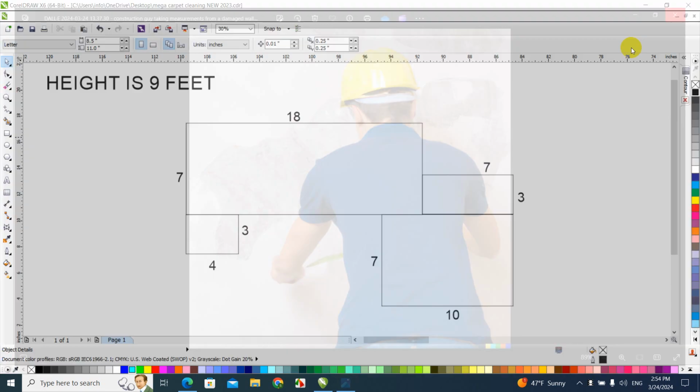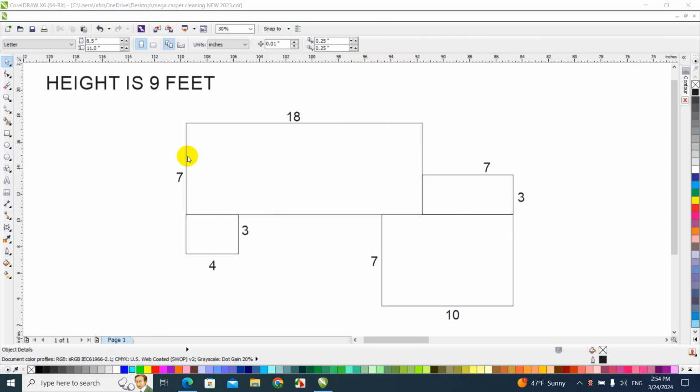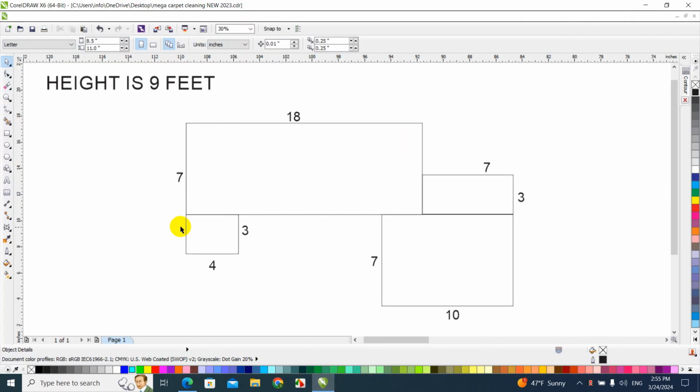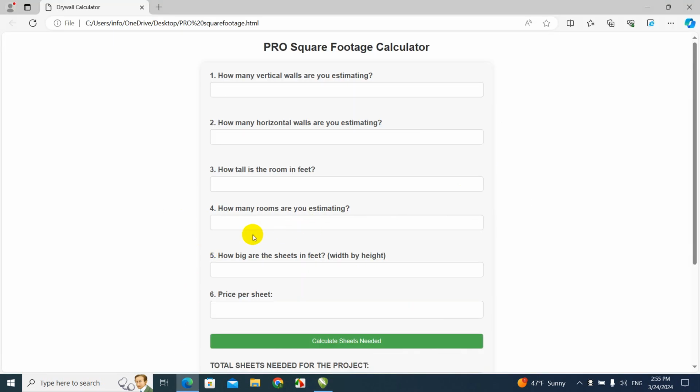Okay, so now let's focus on drywallers. So let's pretend that you need to find out the square footage of the walls and the ceiling. So here's the calculator. And actually, let's do the ceiling first, okay? So let's focus on the ceiling. Let's pretend you only want to estimate the ceiling. And here we have the rooms. There are 4 of them. And in order for you to estimate only the ceiling, you only have to do questions 4 to 6, okay?